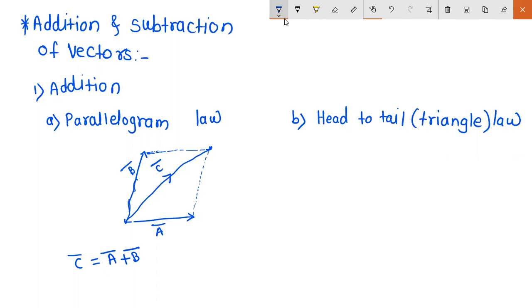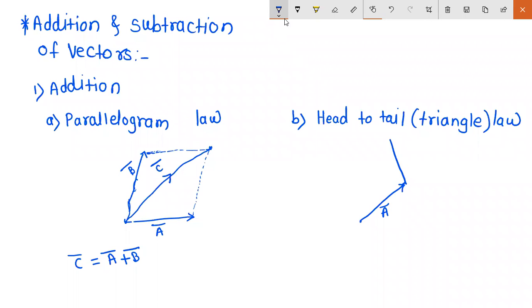The second law is the head to tail or triangle law. Now what does head to tail or triangle law mean? Again here we are considering two vectors a bar and b bar. Consider this is vector a bar, and consider vector b bar whose tail is connected to the head of vector a bar.